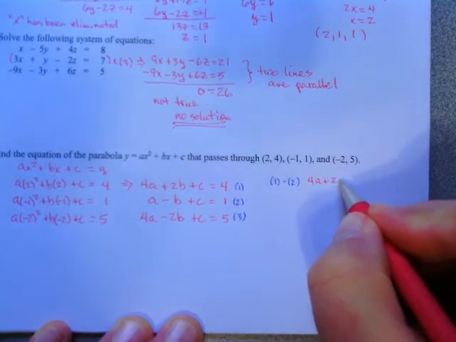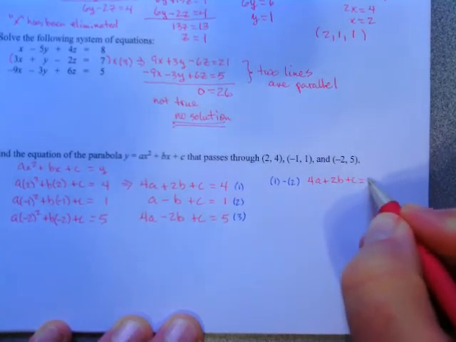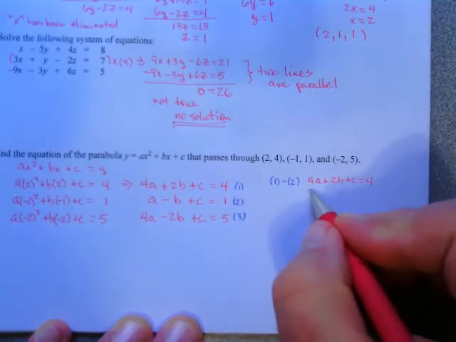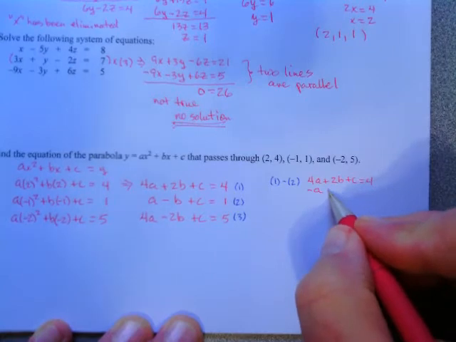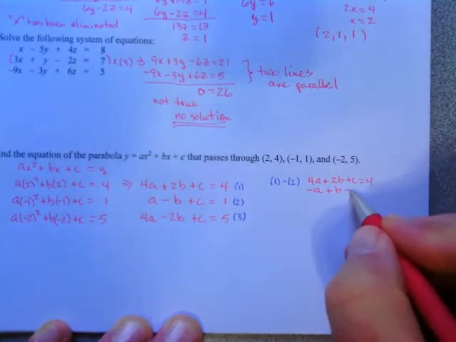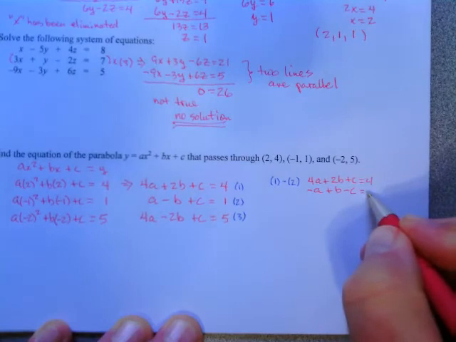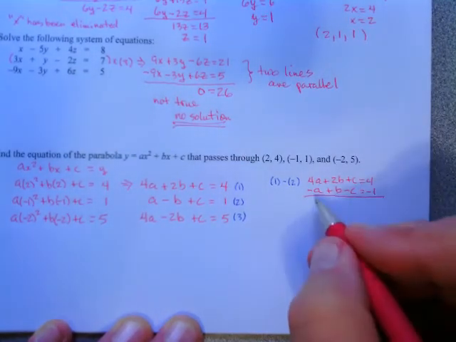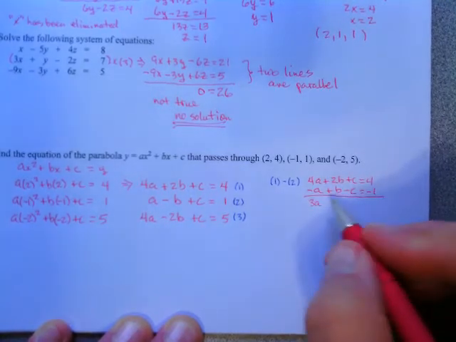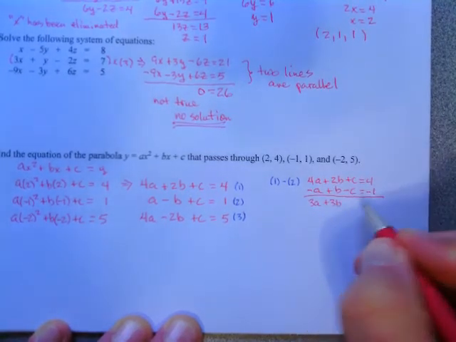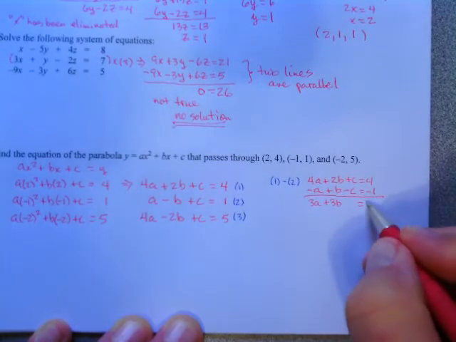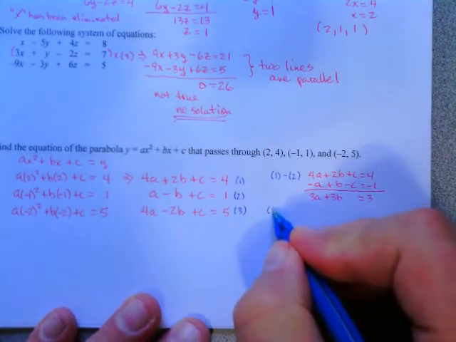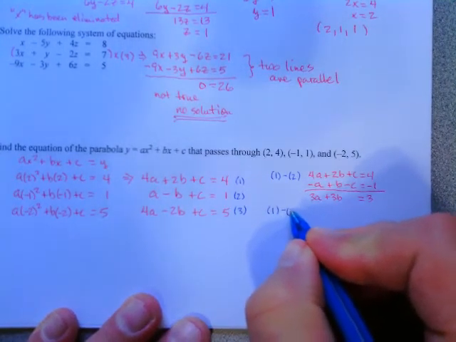4a plus 2b plus c equals 4. Now everybody in this one gets the negative, so subtract a plus b subtract c equals -1. And so the c's are gone, and I'm left with 3a plus 3b equals 3. And then in the second case, I'm going to take equation 1 and subtract equation 3.